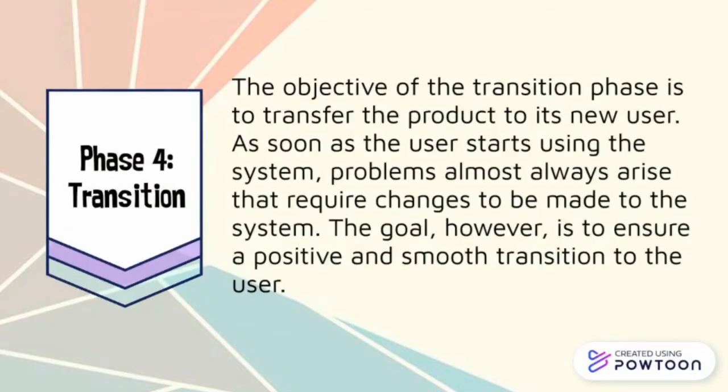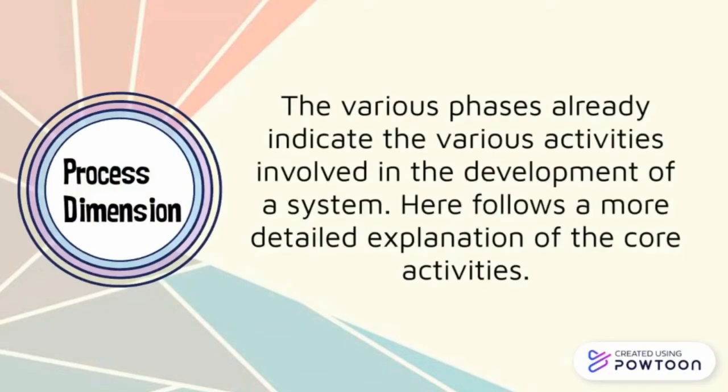Lastly, phase 4, transition. The transition phase is the moment when the product is finally finished, released, and delivered to the customers. However, once the product is given to the user, there are a number of issues that can arise. This requires the team to handle all the bug fixes and correct problems, or to finish some features that were postponed. Let us go now with the second dimension, which is the process dimension.